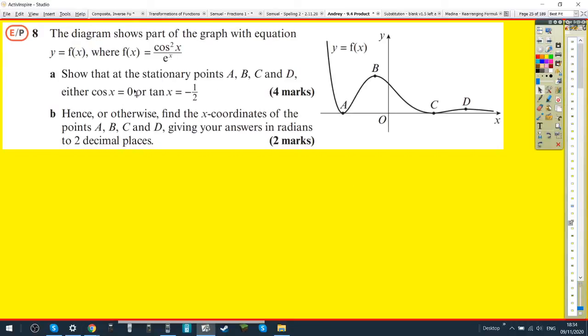Show that at the stationary points A, B, C, and D, either cos x equals 0 or tan x equals that. So let's basically just find the stationary points. Is that worth doing, or do you think you're alright with it? Maybe try this one, I think. Alright, I think you'd be alright. Okay.